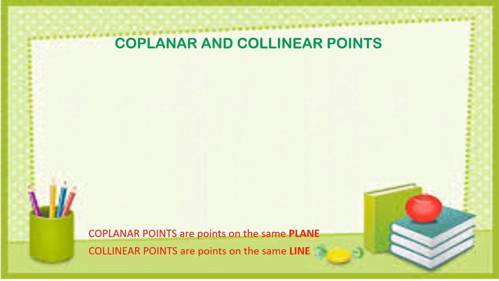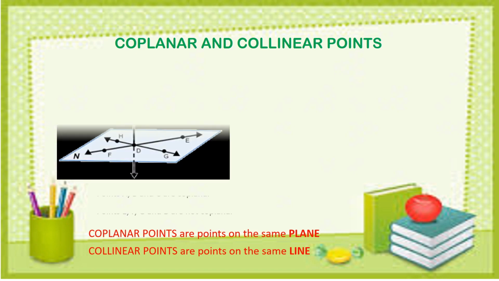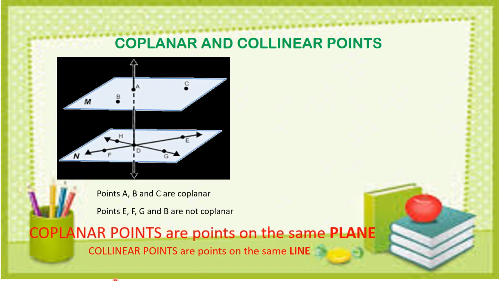So what is coplanar? Or what are coplanar points and collinear points? Coplanar points are points on the same plane. So here in the figure, it is said here that points A, B, and C are coplanar. So let's check the points A, B, and C. They are on the same plane. Then points E, F, G, and B are not coplanar. Let's check point E, point F, point G, and B. Yes, they are not coplanar because B is here and the other 3 is here. They really are not coplanar.